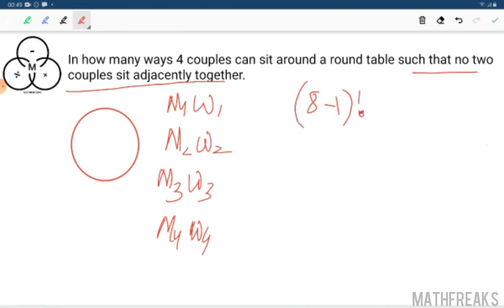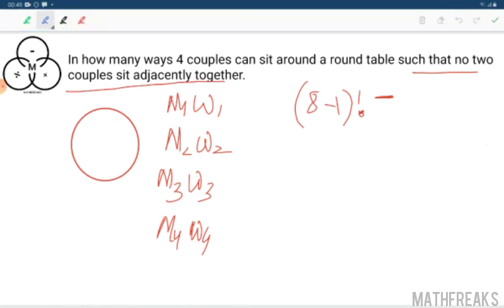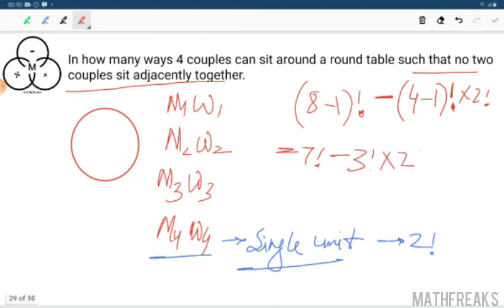This is the total number of seating arrangements minus those where they are sitting adjacently together. This we will consider as a single unit, which can arrange themselves in 2 factorial ways, but they are behaving as a single unit, minus 4 minus 1 factorial into 2 factorial. That is 7 factorial minus 3 factorial into 2 factorial, which you will calculate.